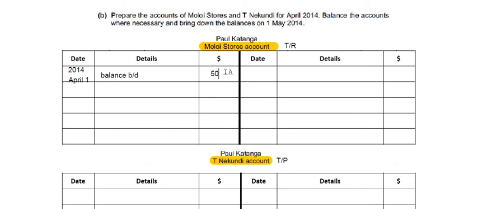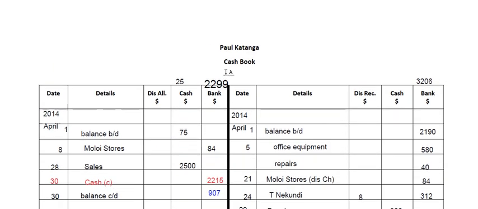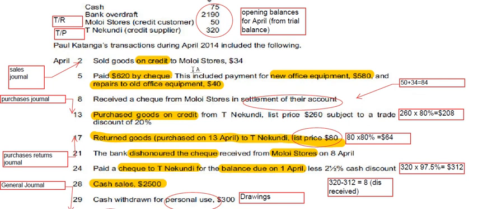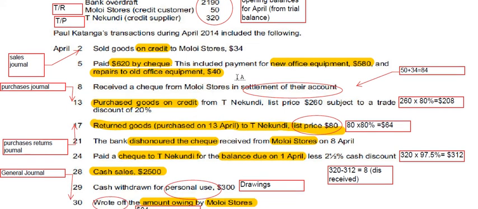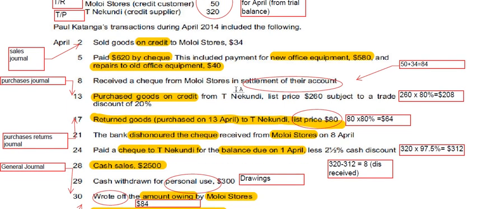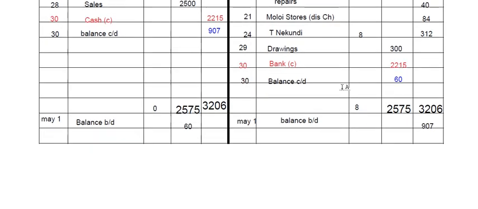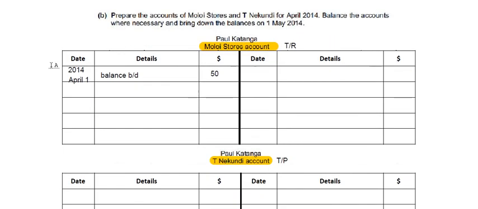Then we go up again and we'll see we did a transaction with them on 2nd of April. So you see the 2nd of April, we sold goods on credit to this store, $34. Remember, we didn't enter it in the cash book, but we will enter it in Mului's account on the debit side. So we'll go down and we will enter this on April 2nd. So sales, $34, and this makes this store owe us $84, you know.